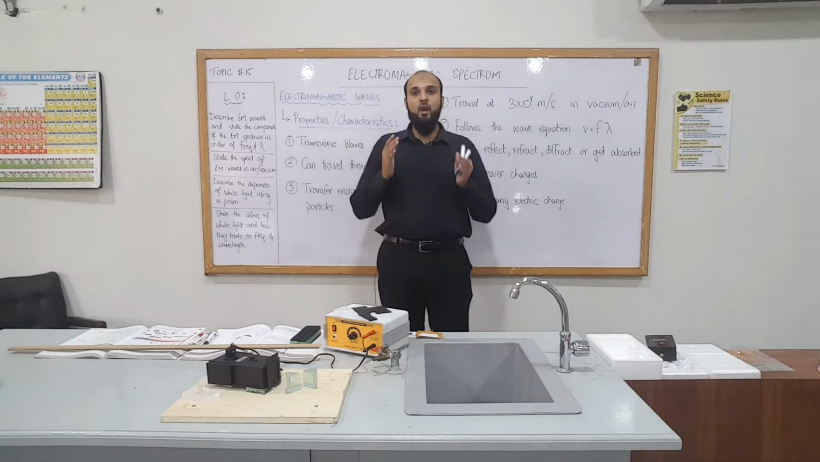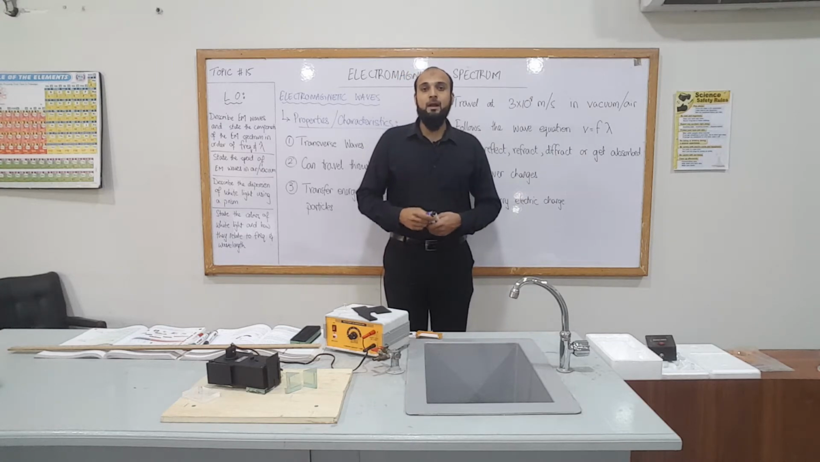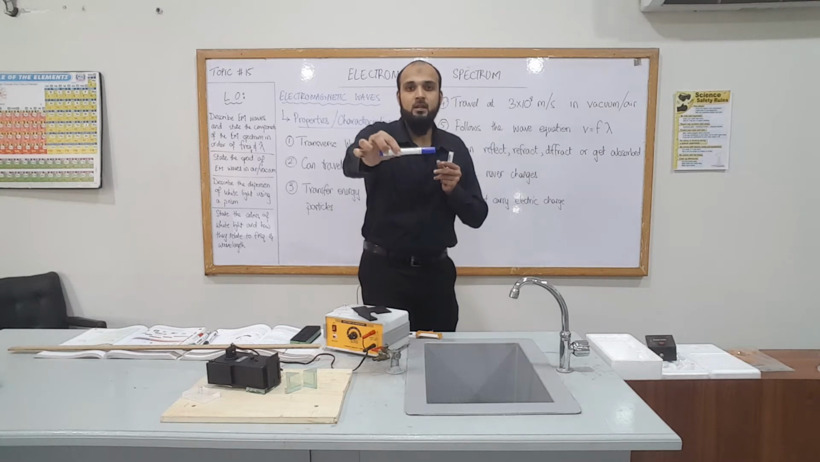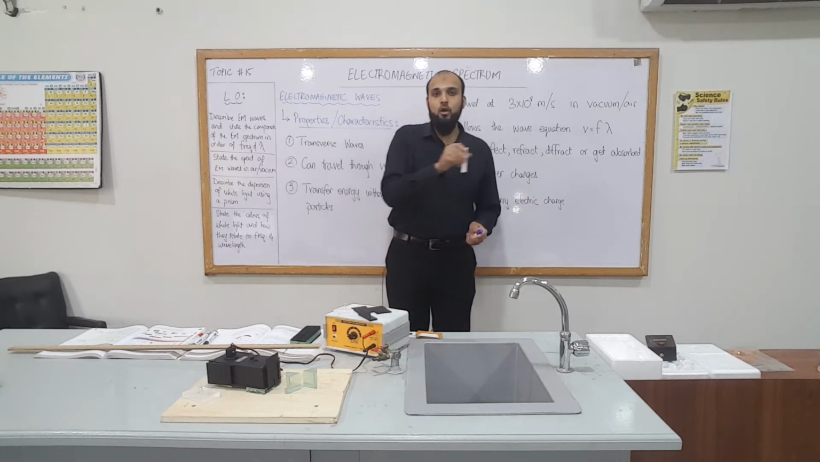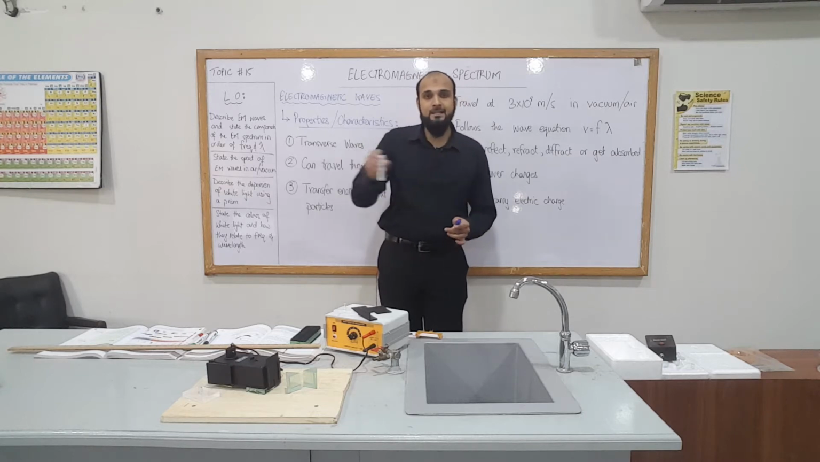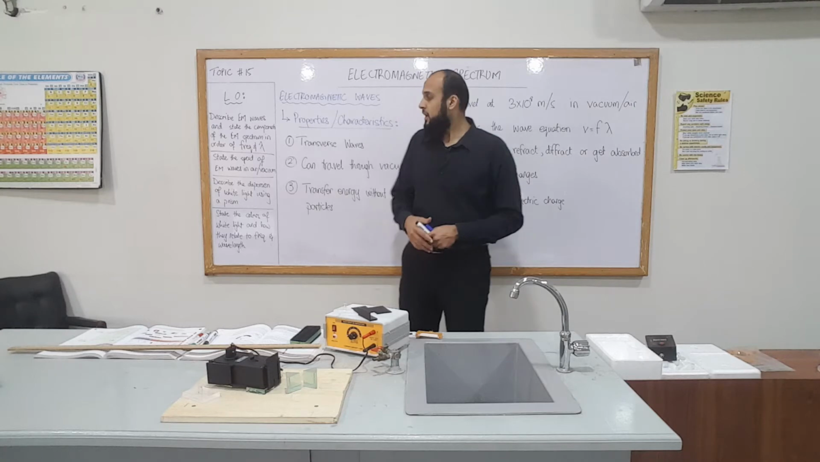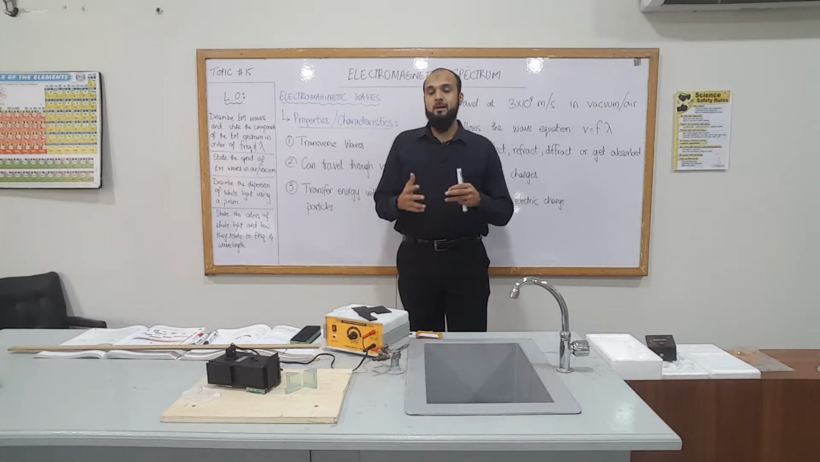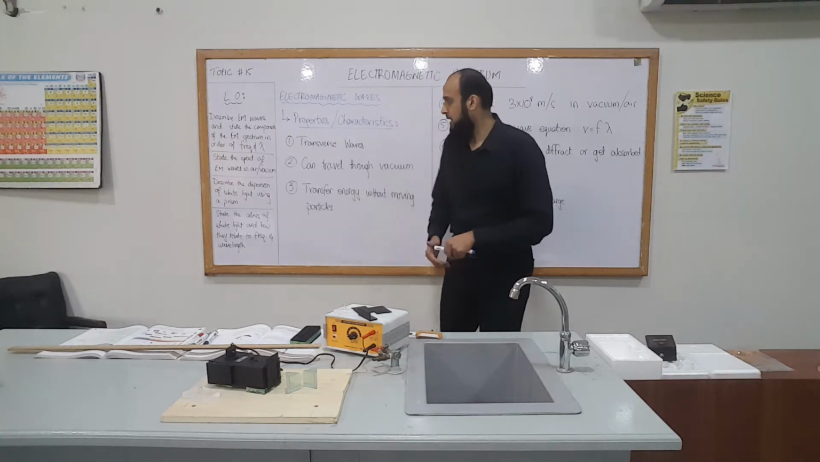So for example, if the electromagnetic wave is traveling towards you, the electric field might oscillate up and down, which is at 90 degrees to the direction of wave travel. And the magnetic field would oscillate left and right, which is again at 90 degrees, or perpendicular, to the direction of wave travel. So all electromagnetic waves, it doesn't matter which one, are transverse in nature.